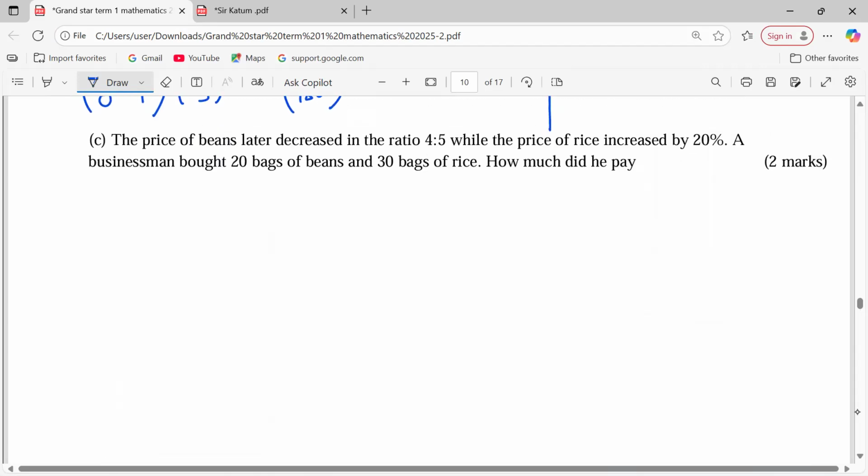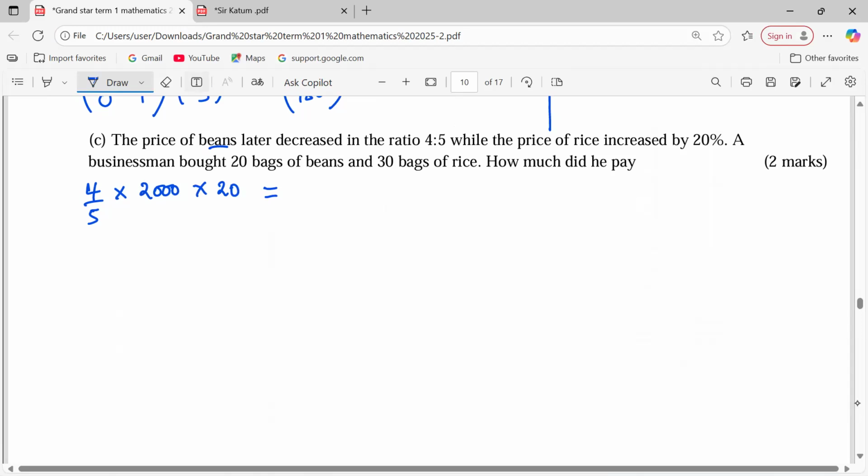The price of beans later decreased in the ratio of 4:5, while the price of rice increased by 20%. A businessman bought 20 bags of beans and 30 bags of rice. How much did he pay? So the price is 4/5, that's a decrease of beans. Then what we get here, we multiply by 20 bags.